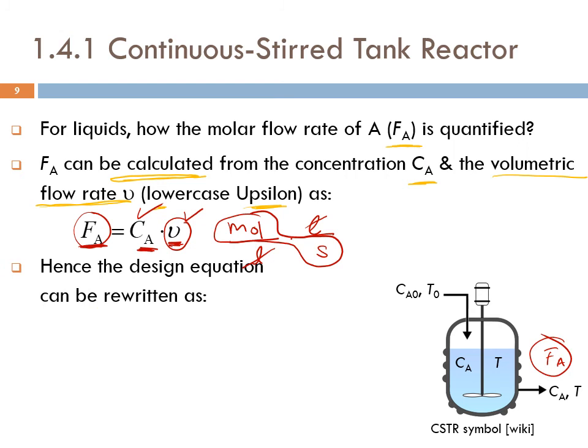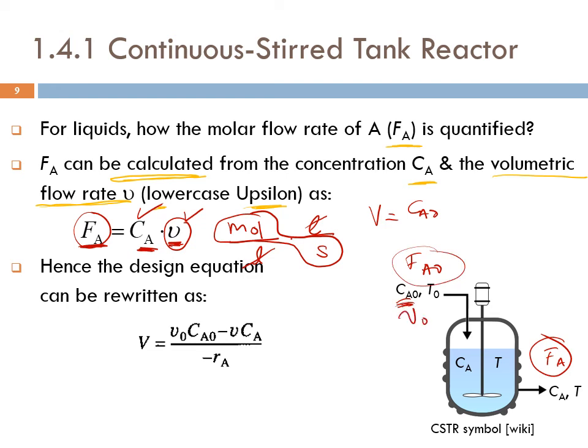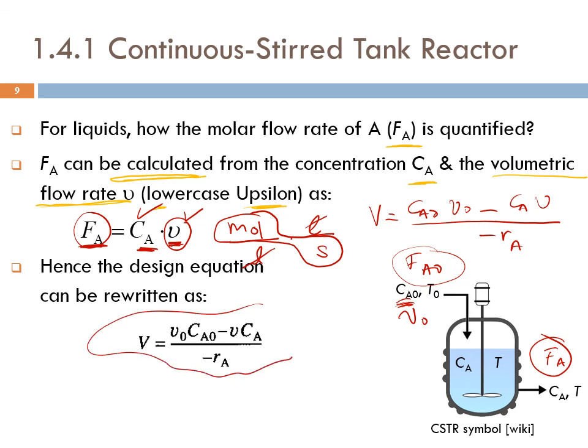Okay, hence the design equation can be written as follows. V equals FA naught minus FA, divided by minus Ra. FA naught can be quantified from the measurement of Ca naught and epsilon naught, the volumetric flow rate. And FA, as we said, can be calculated from Ca times epsilon. So here we go. That's the equation now.